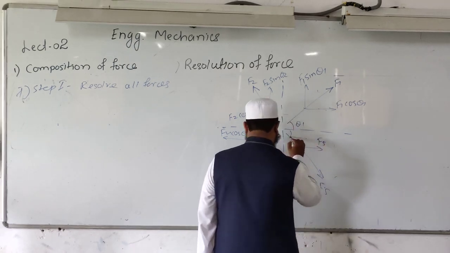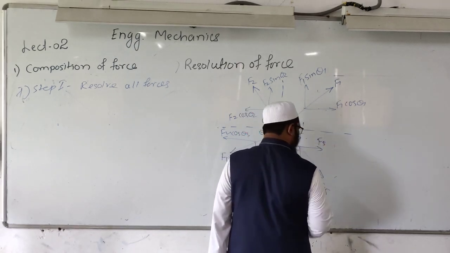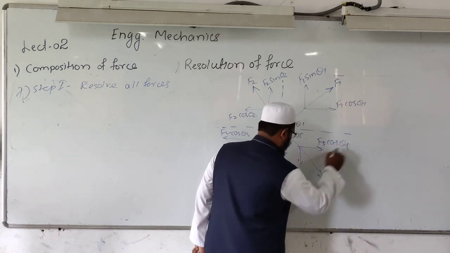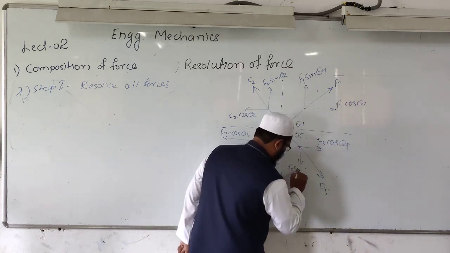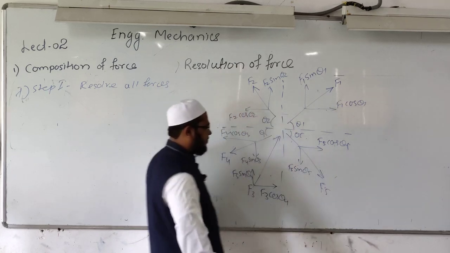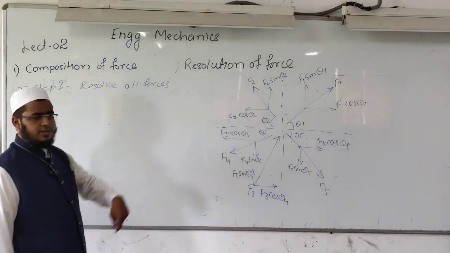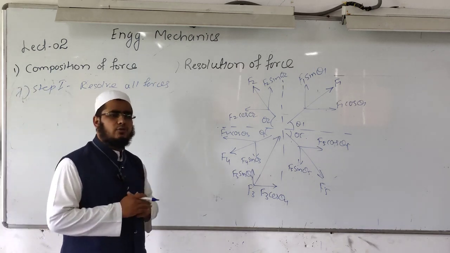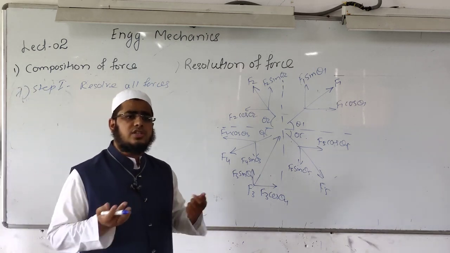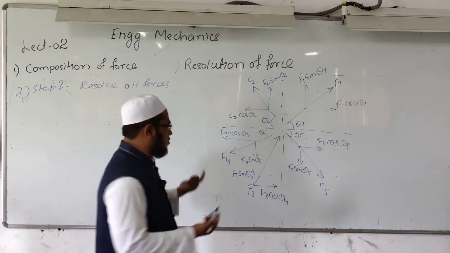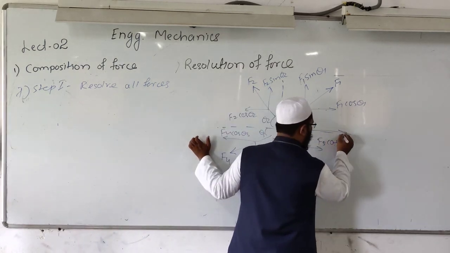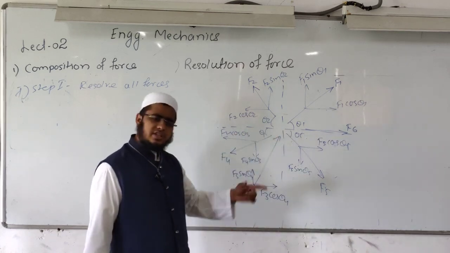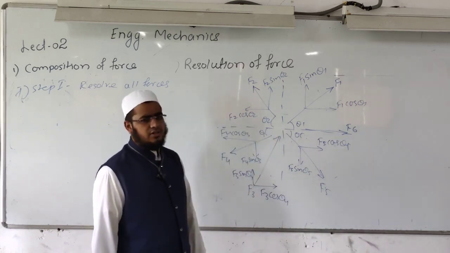F5, if angle is theta 5, F5 cos theta 5 and F5 sin theta 5. It is the first step. In the first step we will resolve all the inclined forces. The force system may have a horizontal force. For example, a force F6 acting like this. We will not resolve it because it is itself horizontal.